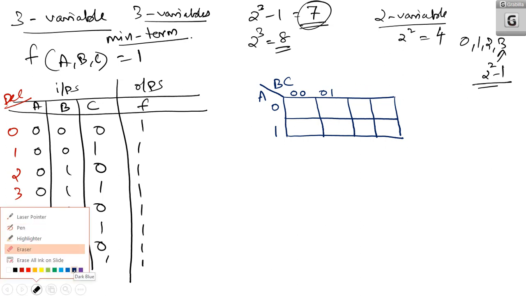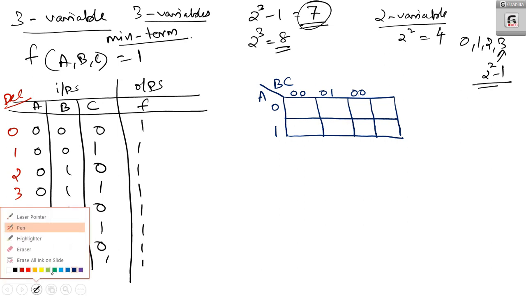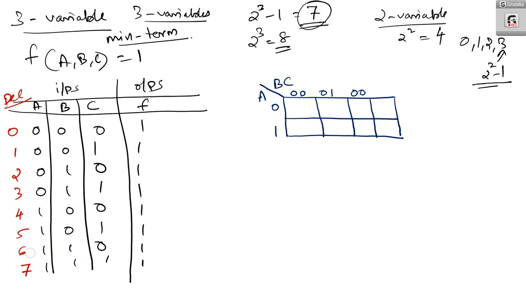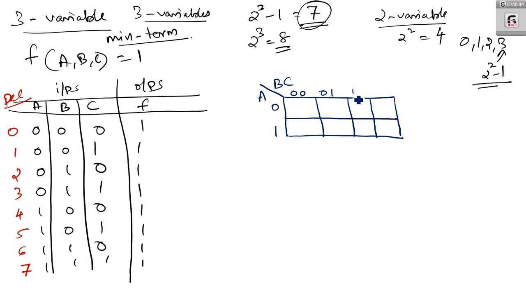Now let me check with the other combination. 0 remains as it is, then 1 changes to 0. If this is the case, that becomes the same as the first column. If one column is already there, you are not allowed to make that column once more. So that option is also avoided. The only combination which is possible is 0 is changed to 1 and 1 remains as it is. Now the last one, 1 remains as it is and this 1 is changed to 0.